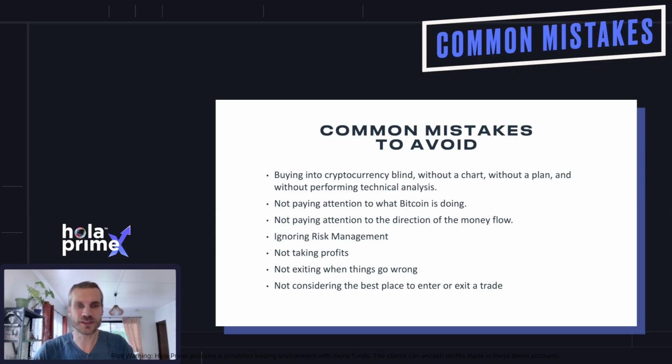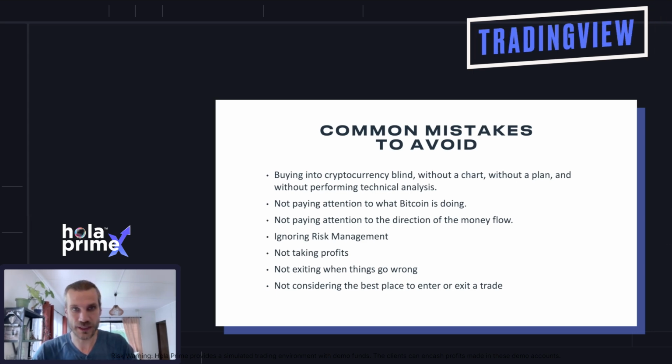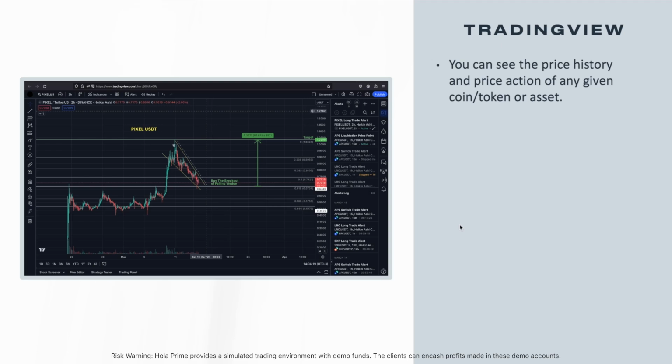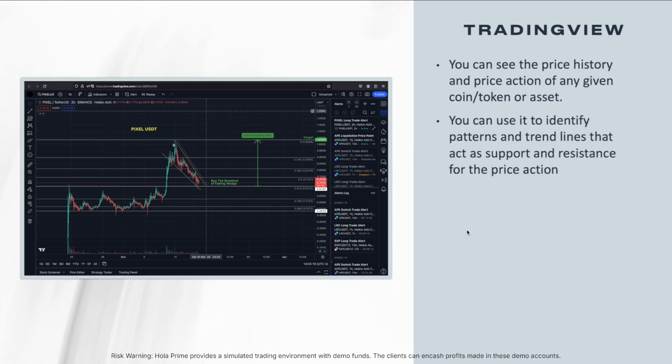But where do we start if we want to get into crypto? Well, firstly, we start with TradingView. In TradingView, you can see the price history and price action of any given coin, token, or asset. You can use it to identify patterns and trend lines that act as support and resistance for the price action.